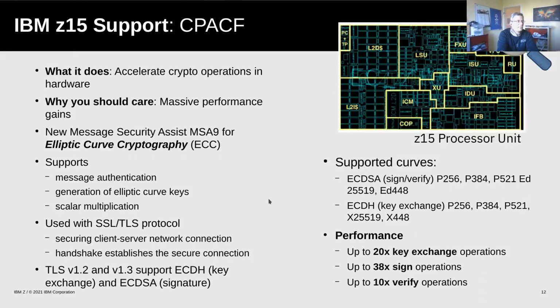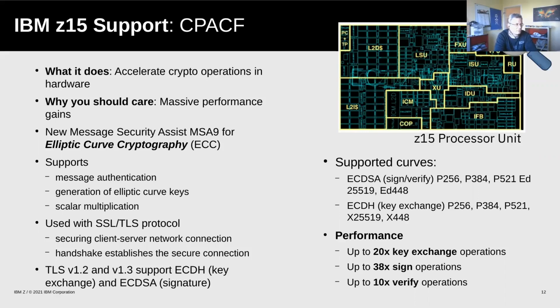Now, next up is CPACF. That's our crypto support. We had an update of the CPACF instruction in pretty much every new processor generation for a couple of IBM Z generations now. And again, it's just about providing great performance. So we're tremendously speeding up the encryption and decryption performance, while at the same time, this does, of course, also save CPU cycles. The very latest version of CPACF is called the Message Security Assist MSA9 and focuses in particular on elliptic curve cryptography.